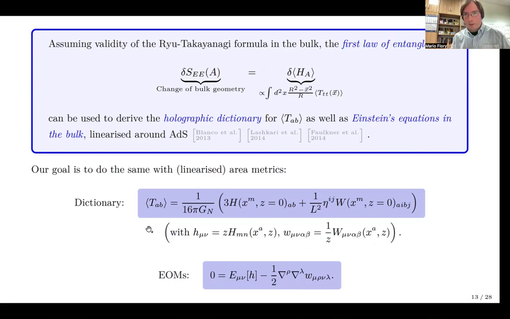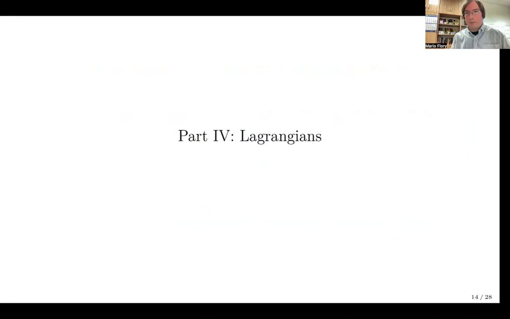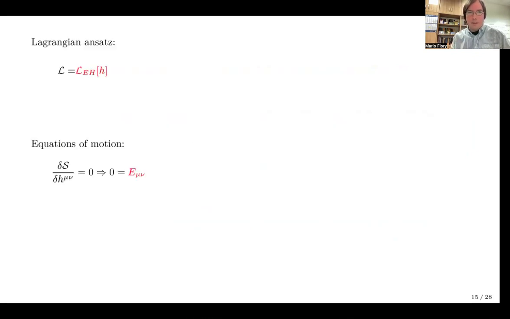Furthermore, we were able to derive the equations of motion. And in addition to Einstein's equations, which we just write down as E_{μν} here, we were able to derive this correction term, which depends on derivatives of the area metric fluctuation. So this is very, very interesting. And of course, now that we have an equation of motion, the question becomes, can we find bulk Lagrangians that give rise to these equations of motion? And this is actually very simple to do.